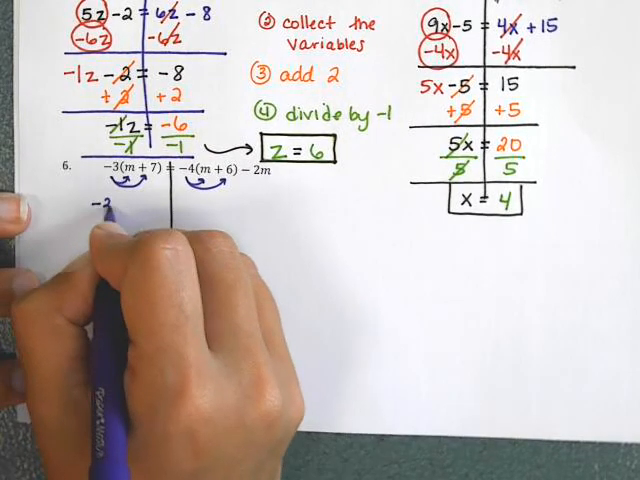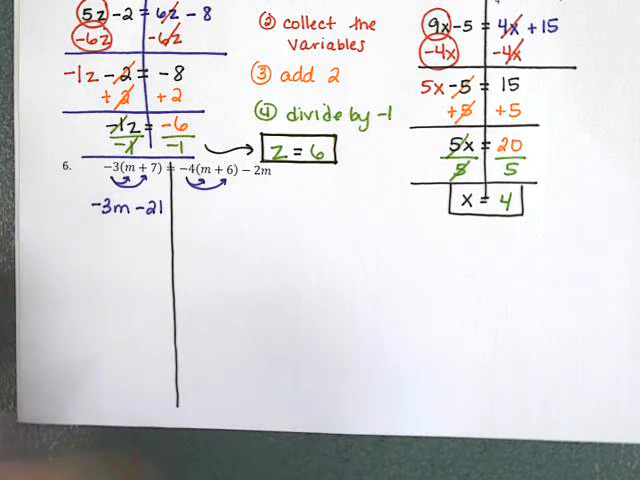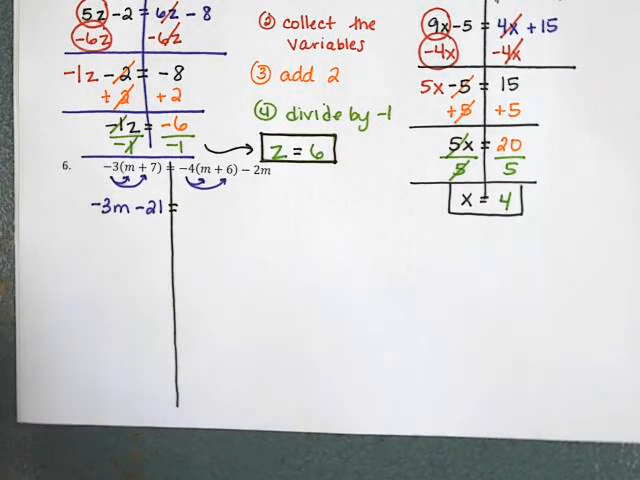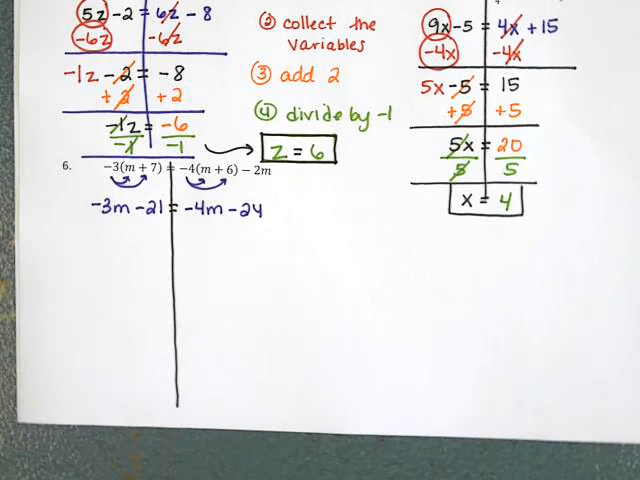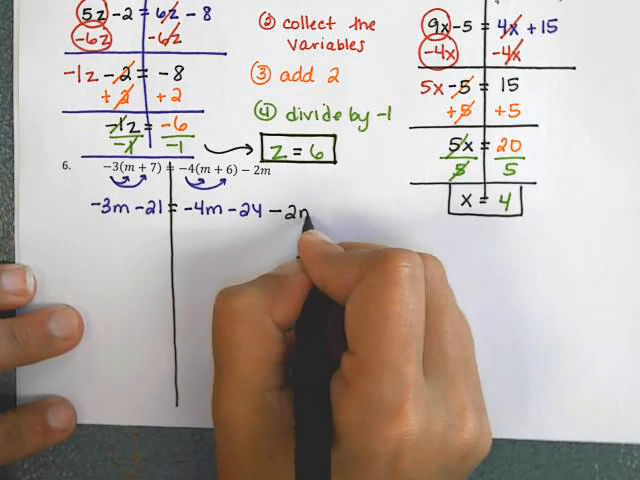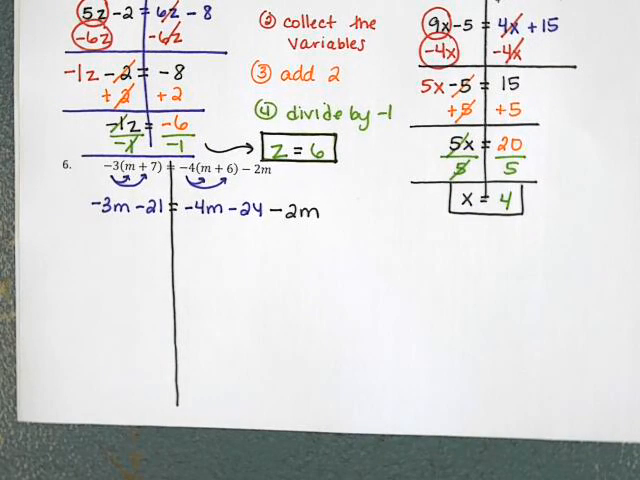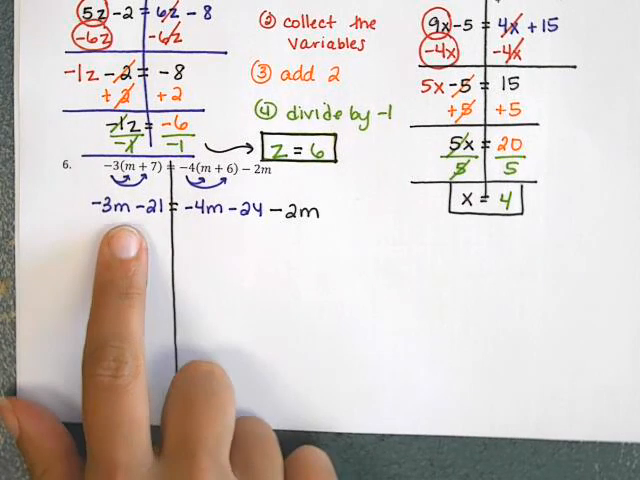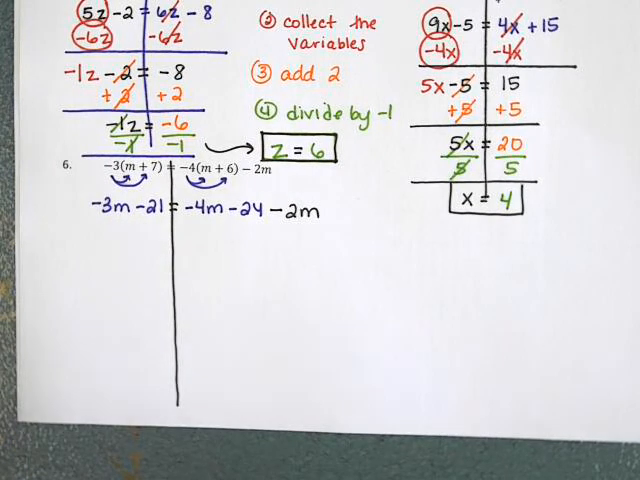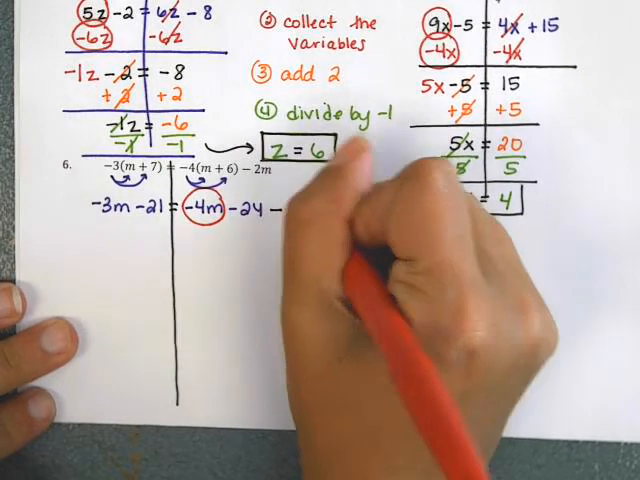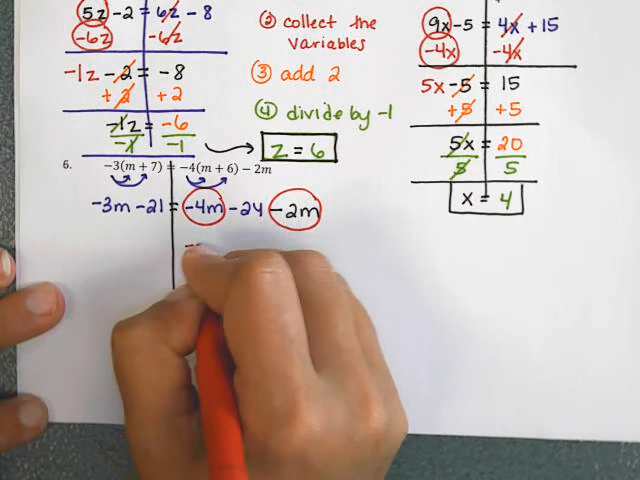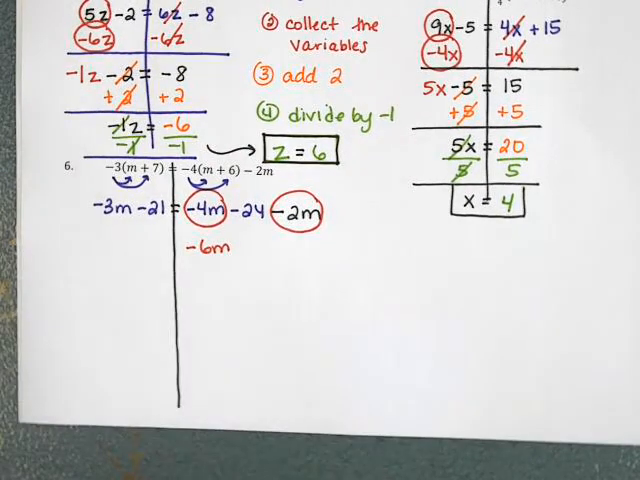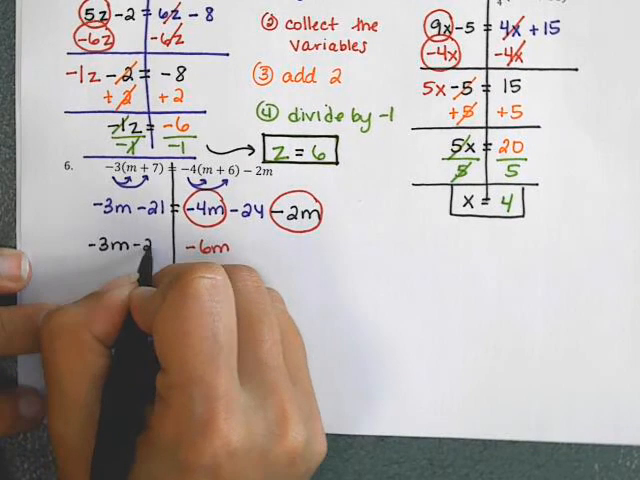When I do that, I get negative 3m minus 21 equals, on the other side I get negative 4m minus 24, and then I'm just going to drop down the minus 2m and not change it. Now I'm going to look for like terms. On the left side, there are no terms that I can combine, but on the right side, negative 4m and negative 2m are like terms. When I combine those, I get negative 6m, and I'm just going to copy down the rest of the problem and not change anything.